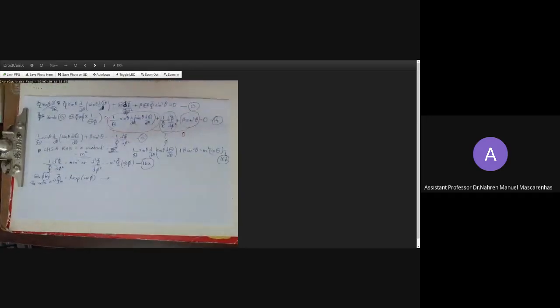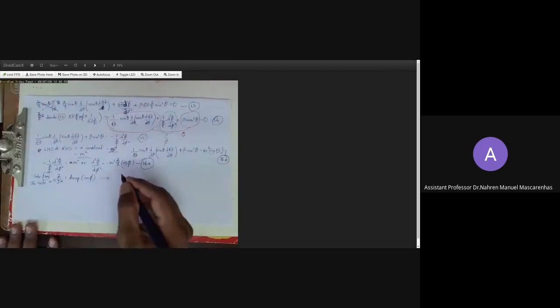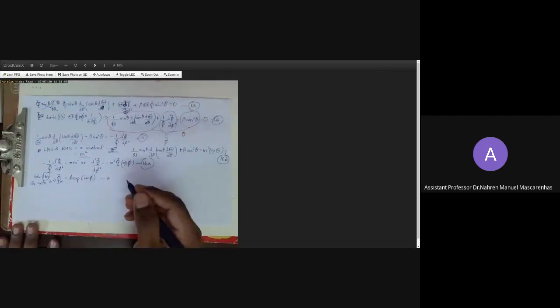Please let me repeat. Range of phi is from 0 to 2 pi. Range of theta is 0 to pi. Okay, so now what we are going to do is see what happens. We know that this function repeats itself.